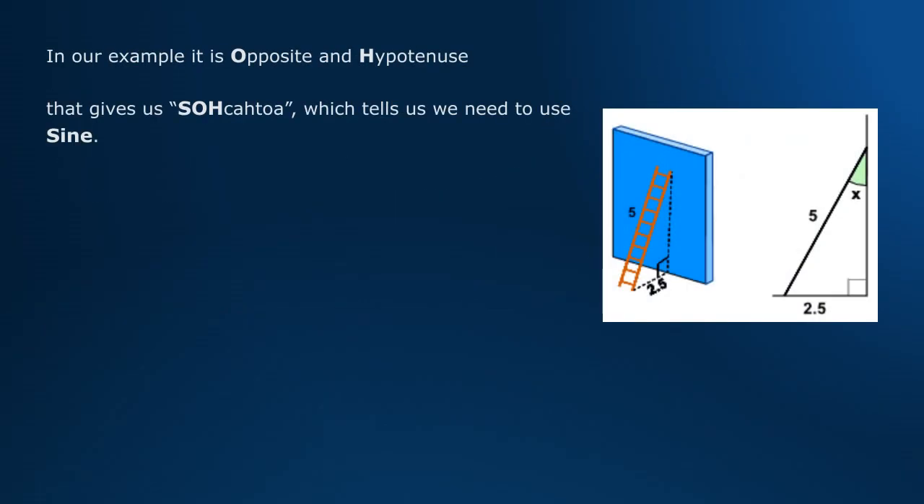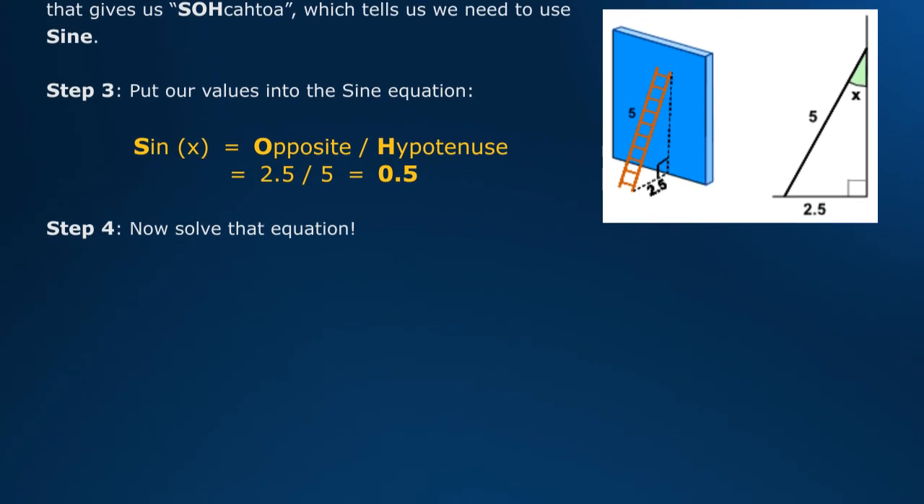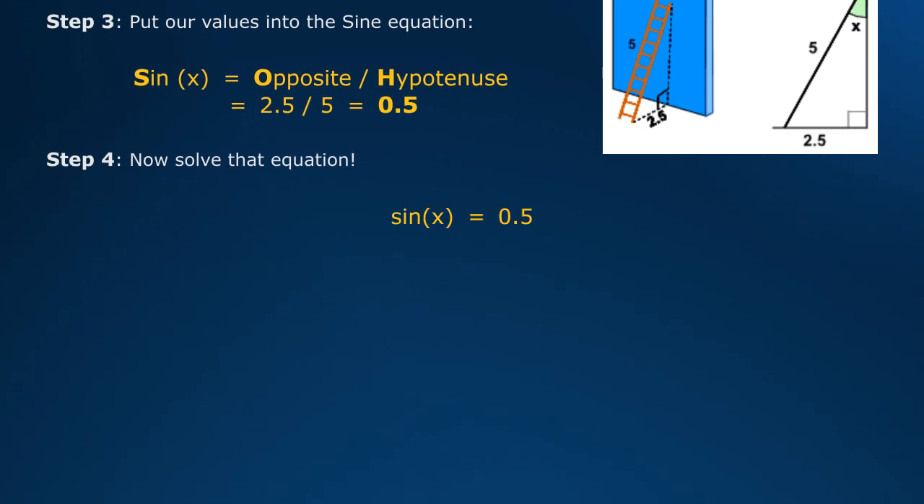In our example, it is opposite and hypotenuse, and that gives us SOH, which tells us we need to use sine. Step 3. Put our values into the sine equation. Sine of x equals opposite divided by hypotenuse equals 2.5 divided by 5 equals 0.5. Step 4. Now solve that equation. Sine of x equals 0.5.